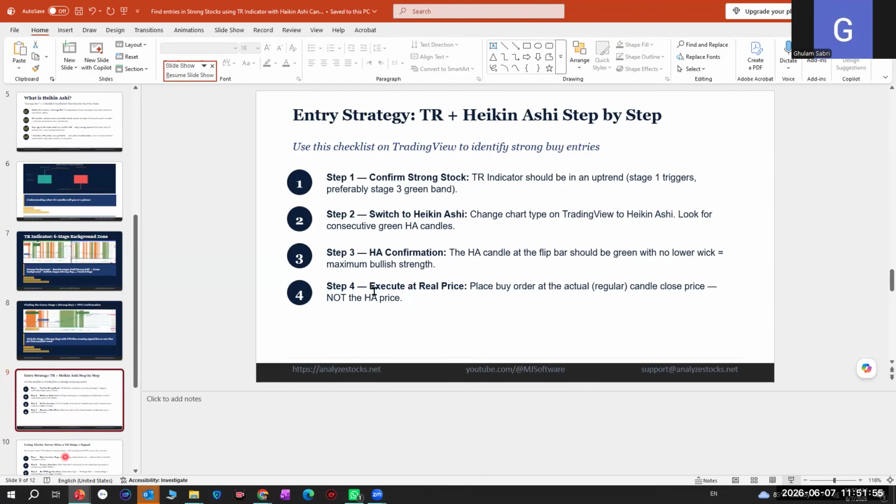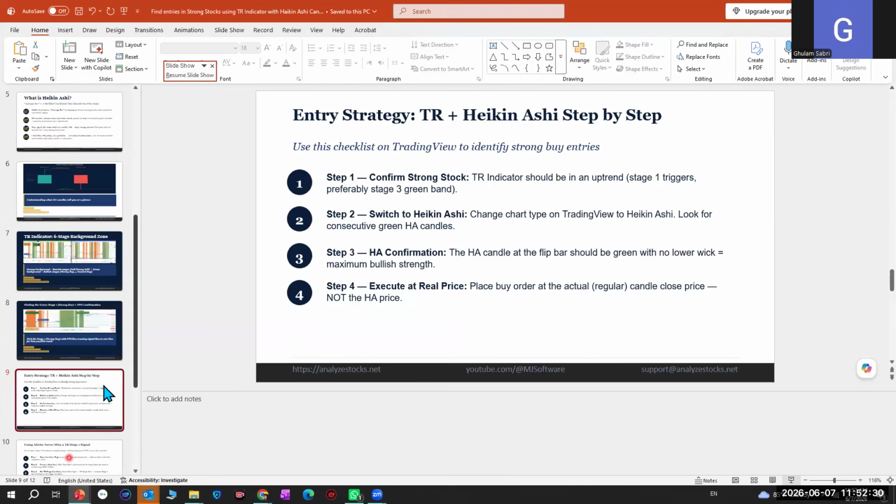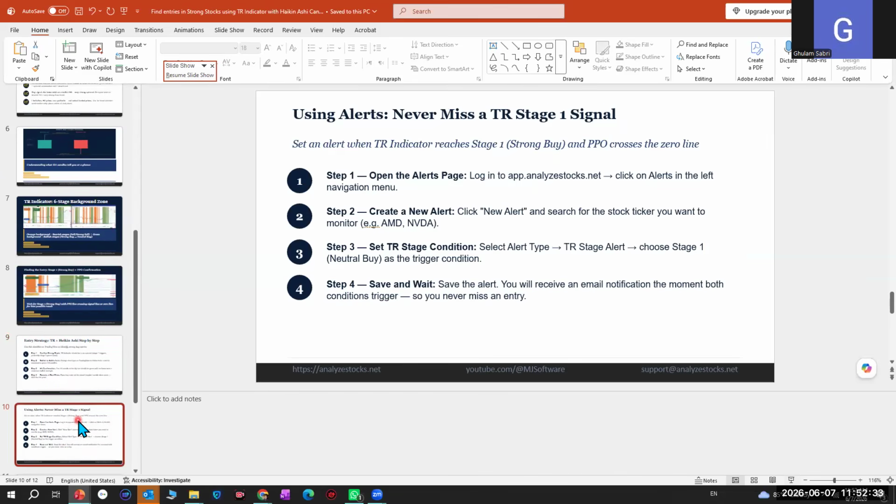And step four, execute at real price. Always remember that Heikin Ashi prices are slightly different from the actual prices because those are the average of these bars. So your actual price, for example, for QQQ is 705, while the Heikin Ashi bar is showing 717. So that's the difference. So when you will be executing a trade, you will be executing at this price, 1559 in case of SanDisk and 705 in case of QQQ. So always remember that in your mind that this is an average of the prices.